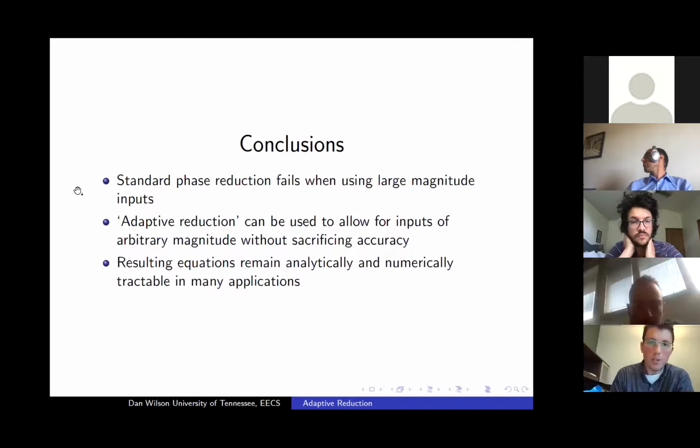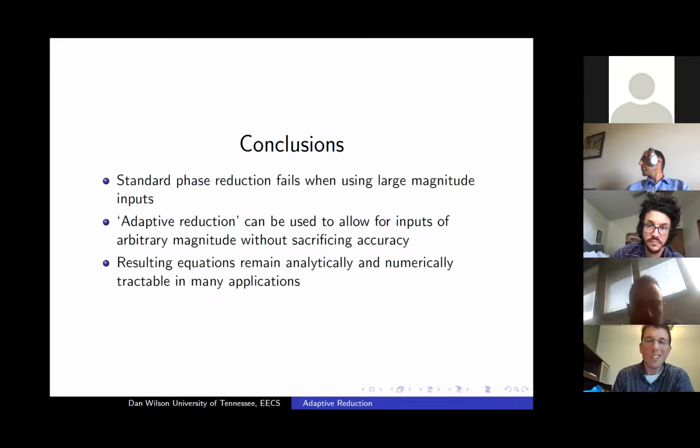So some conclusions. These standard phase reduction techniques work really well when you're considering small magnitude inputs, when you stay very close to the underlying limit cycle. But they tend to fail if you apply large magnitude inputs, or if you're in a situation where you need a large magnitude input.